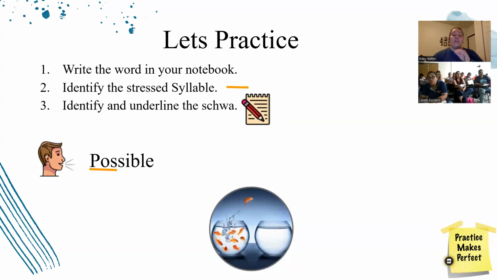And now since I have my stress syllable, I'm going to find what my schwa sound is going to be. So my pos is stressed. So possible, possible. And I can hear that in my throat. And that's how I know that sible, that's how I can hear that one.